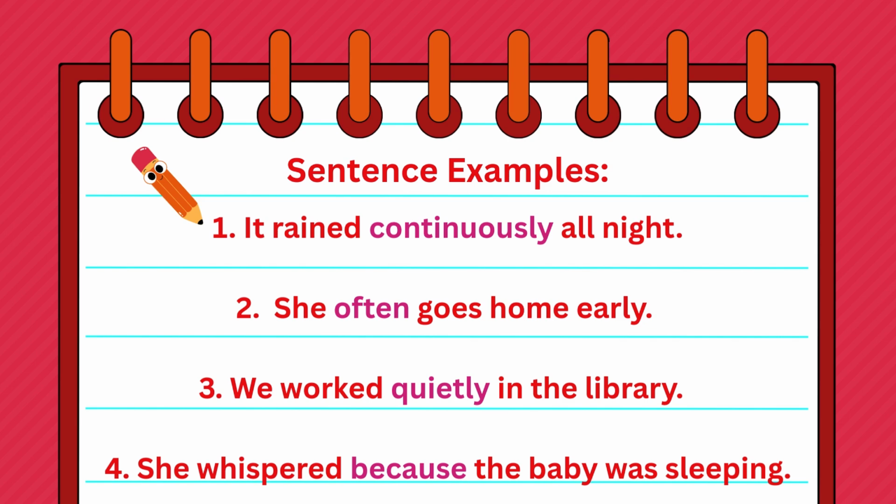How often does she go home early? She often goes home early. Or how many times does she go home early? She often goes home early. We are just interested in finding how often. Now, we can also use frequently. How frequently does she go home early? She often goes home early. So if you say how often or how frequently, they're still the same.